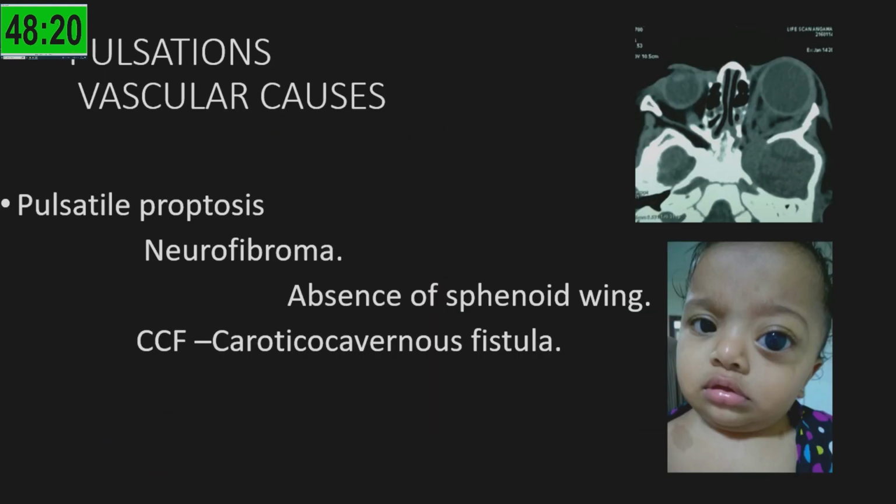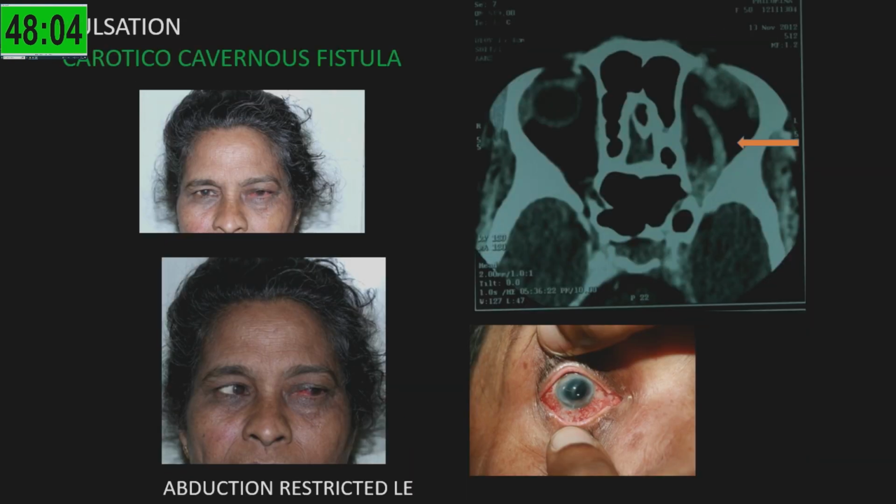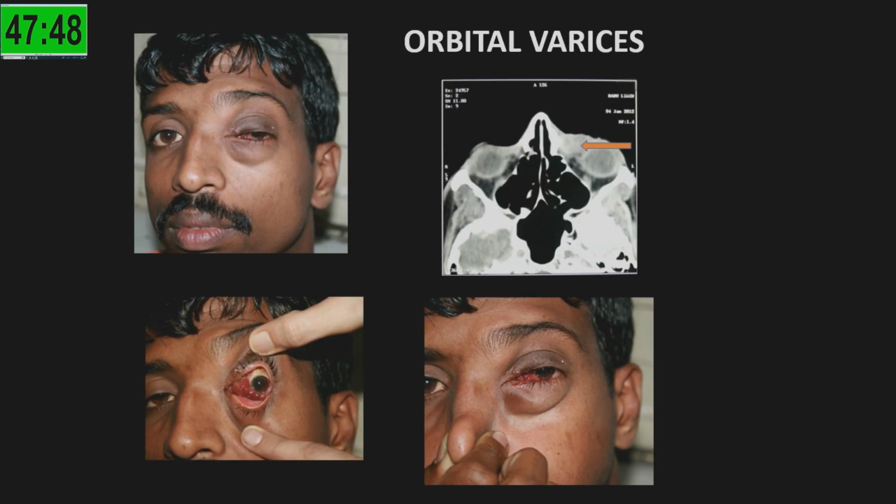Extraocular movement should be looked into. The pulsatile proptosis is usually missed. You have to look under the slit lamp to see the pulsatile proptosis. Sometimes it could be neurofibroma when it pulsates along with the brain pulsation, and it could also be a caroticocavernous fistula, where you can see enlarged anterior ciliary vessels and a dilated superior ophthalmic vein in the CT. Don't miss that. And also abduction is restricted. Why is abduction restricted? Because the 6th nerve is closely related to the carotid artery in the cavernous sinus.